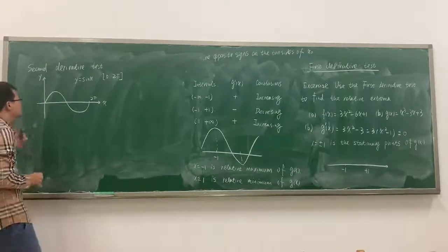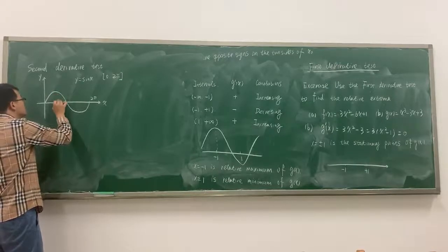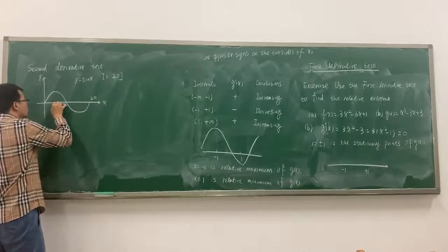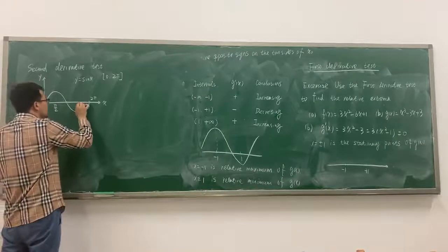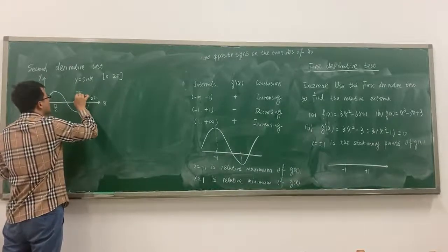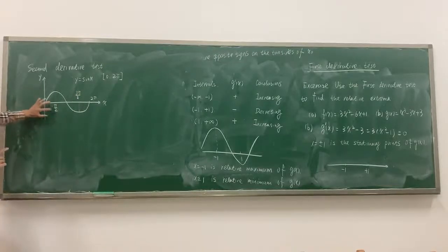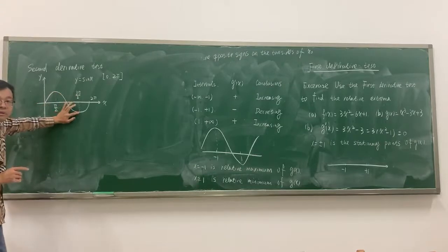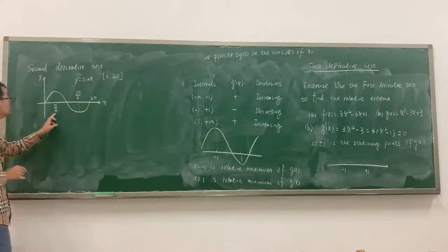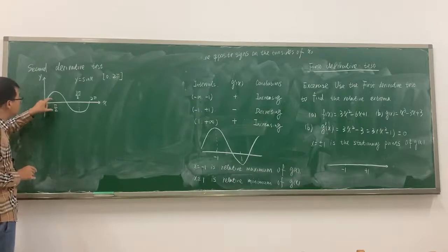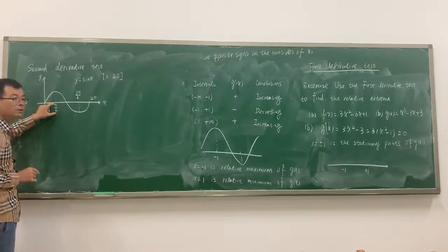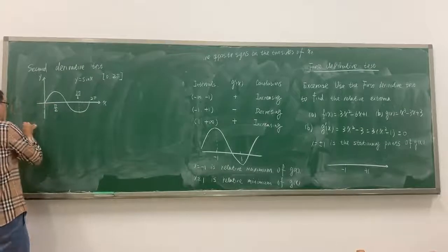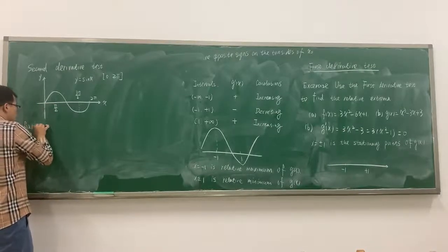Now it's easy to see here: x equal to 1/2 pi and 3 pi by 2. It's easy to see 1/2 pi is a relative maximum, and 3 pi by 2 is a relative minimum. So now we can see the first derivative at these points and the second derivative at these points. So here now f(x) equals sin x.